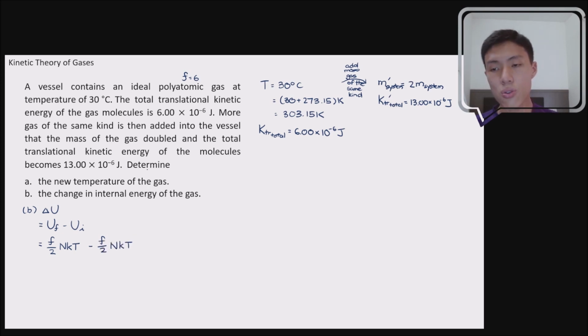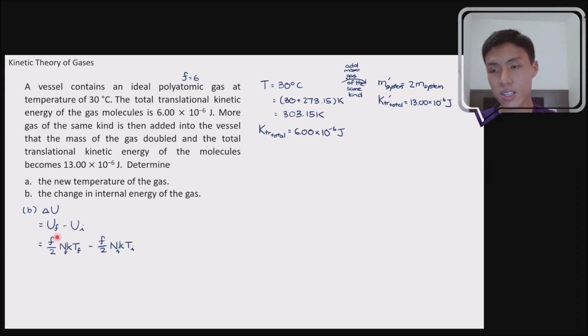Okay, you are aware that during this change from the initial situation to the final situation, what has changed? You know that the temperature has changed from T initial, which is over here, to T final, because you just determined the new temperature. Besides that, you know that the initial number of molecules has also doubled to become the final number of gas molecules.